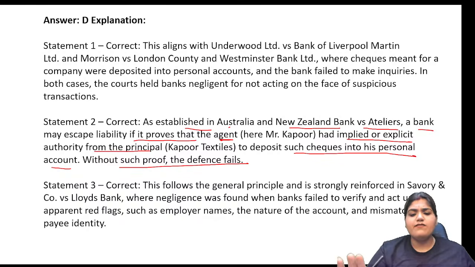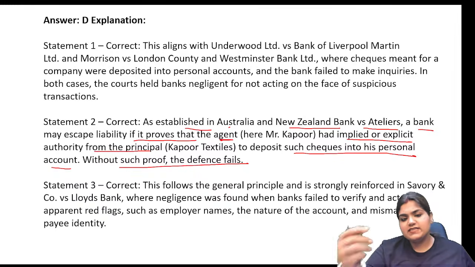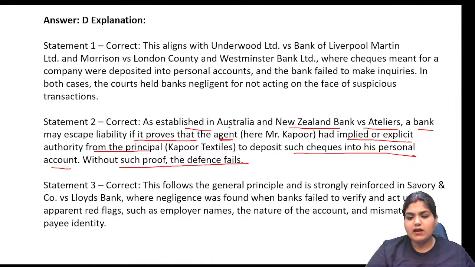This is just a defense. Statement number 2 is just a defense, Pavitra ji. They are saying, can this defense be allowed? Yes, this defense can be allowed.